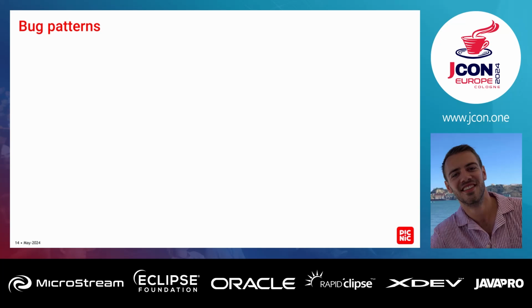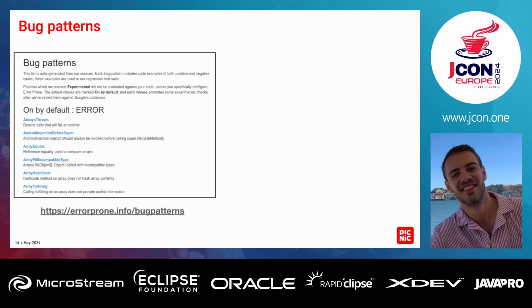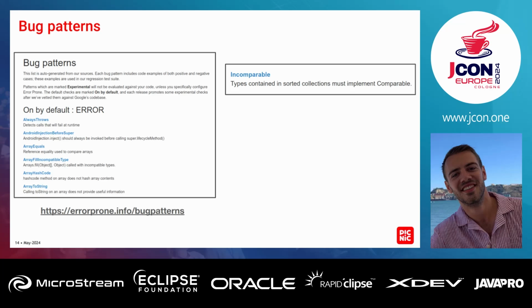So now I will mention a few other examples to give you an idea of what kind of bug patterns are out there. There's a documentation website of error-prone itself that you can use to read up on, and there's a lot of extra information about them. So a specific example is the Incomparable bug pattern that says, hey, all the types that are in a sorted collection should implement the Comparable interface. Otherwise, the sorted collection doesn't make any sense.